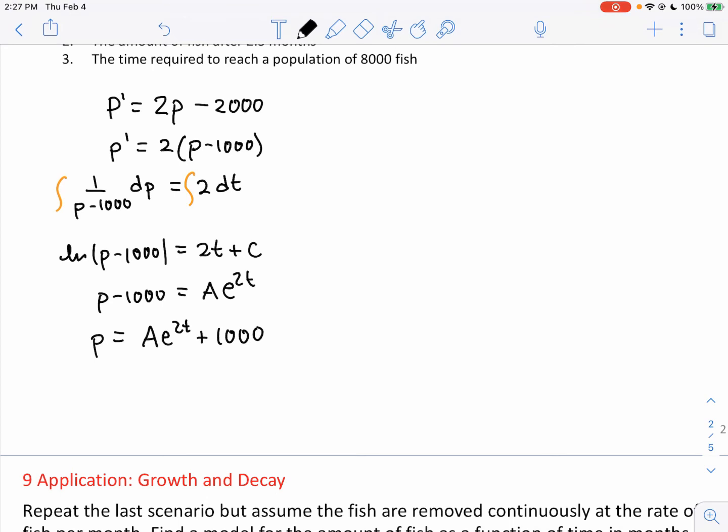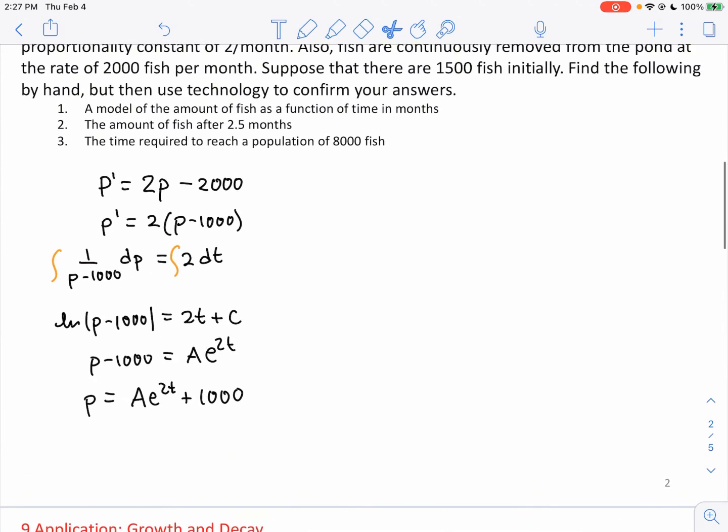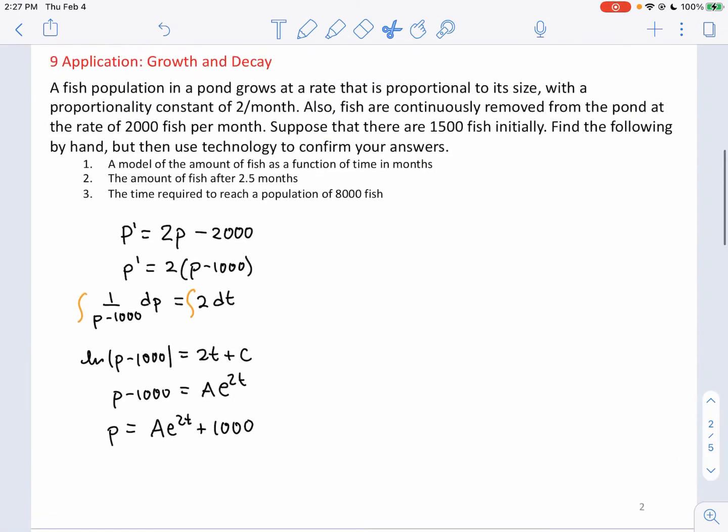So here is our general solution, and it's general because we have a constant still that needs to be determined to make this explicit or particular. That's the word I was looking for.